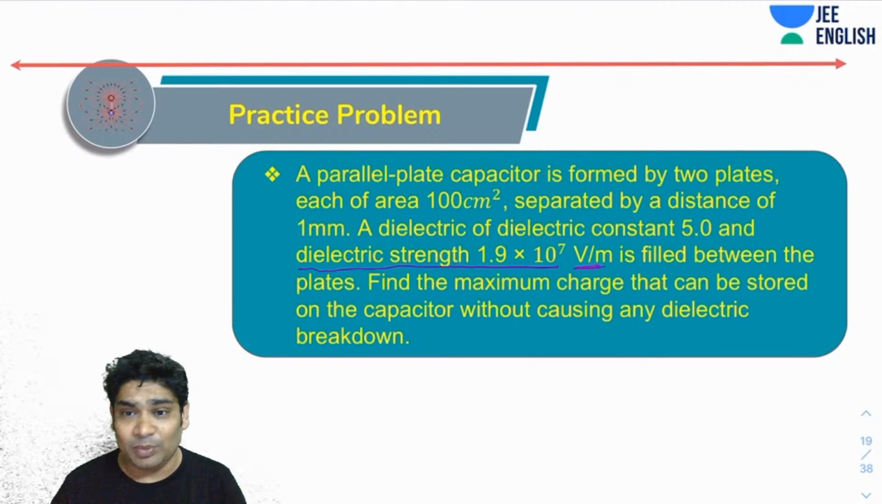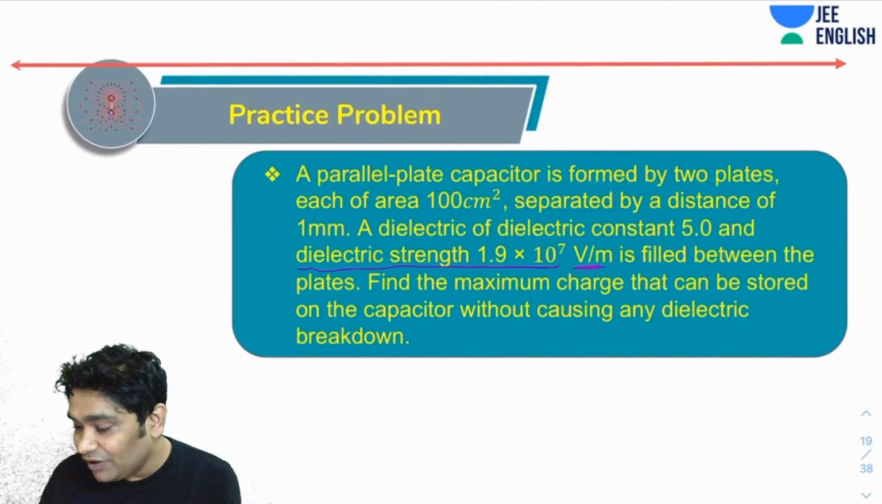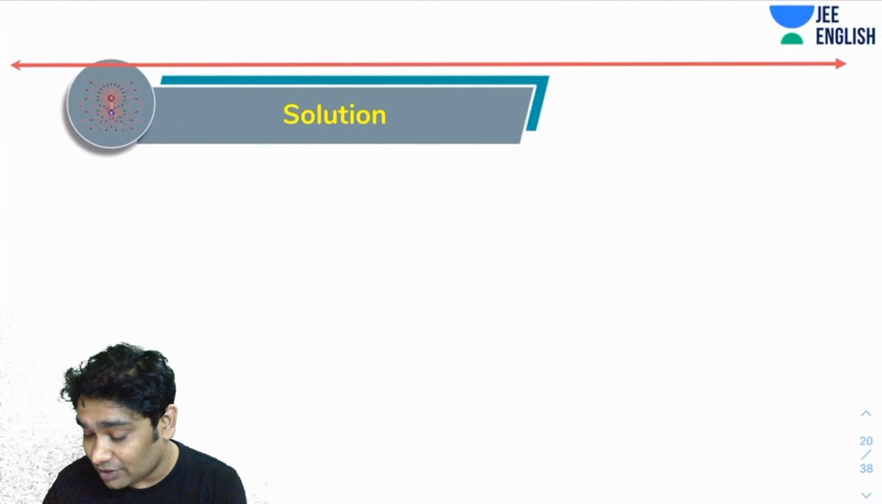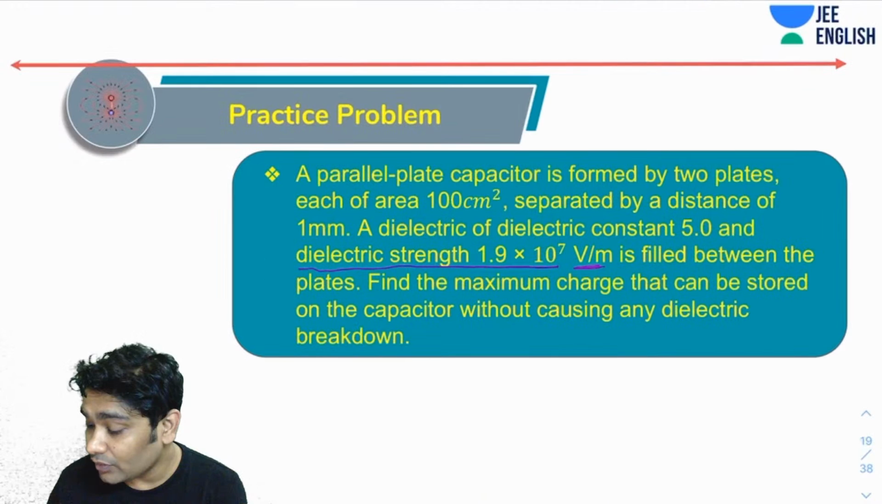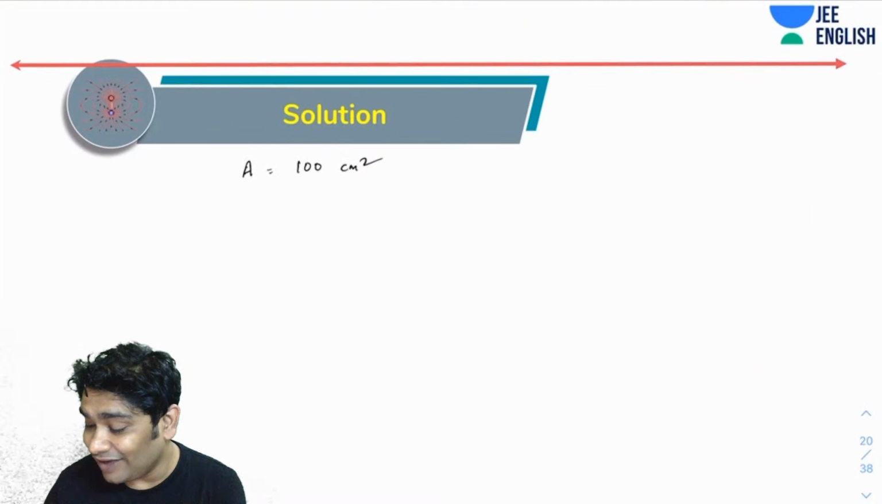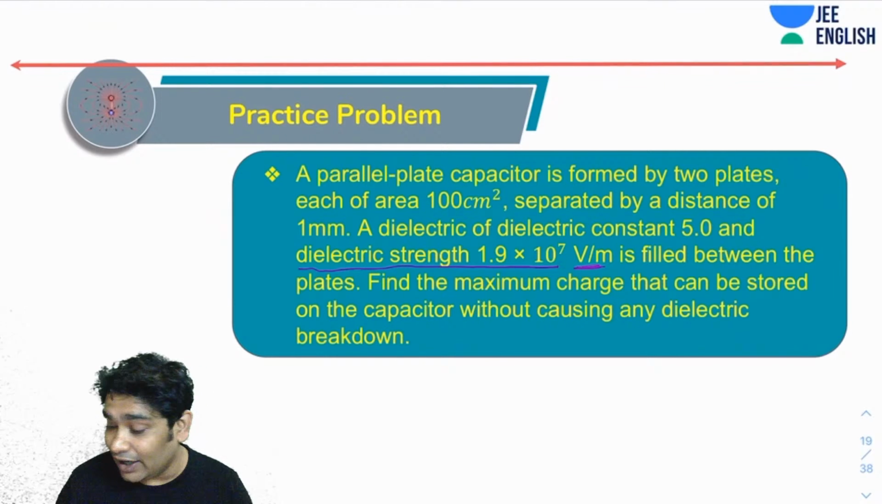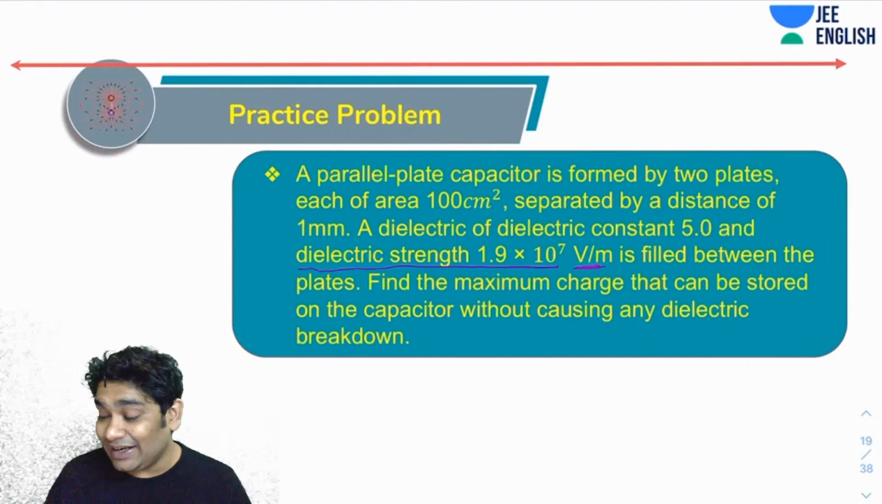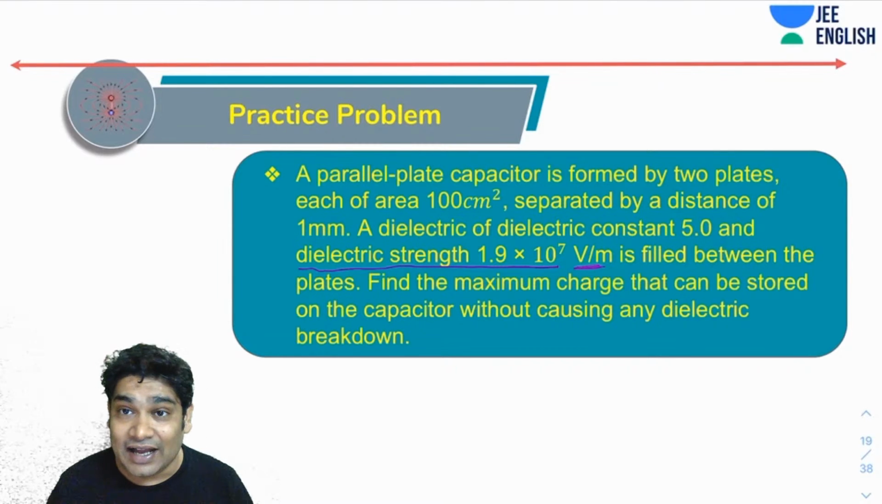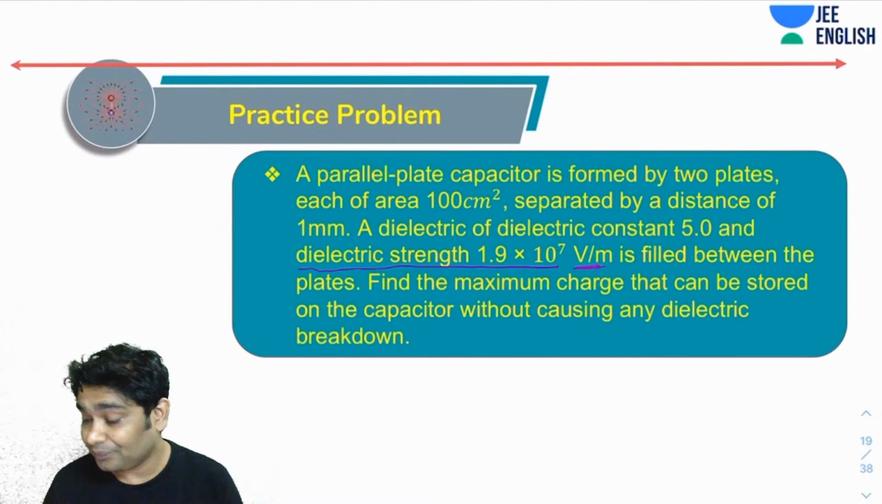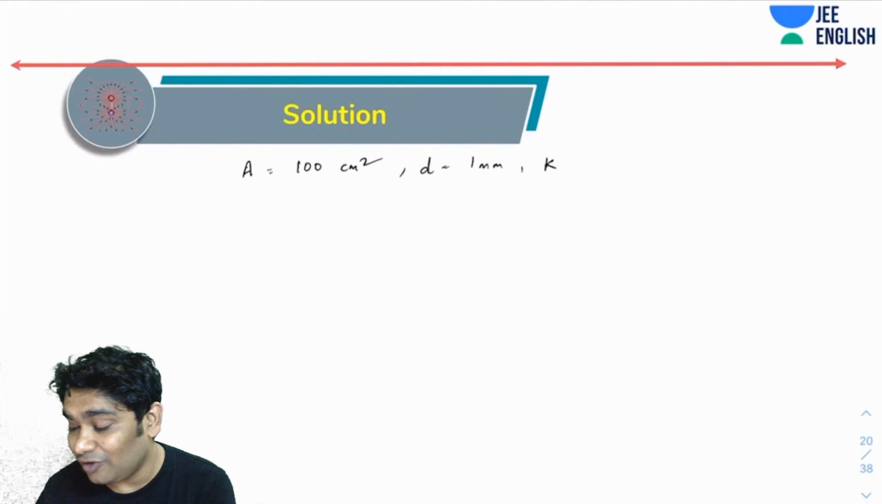Alright. So why don't I solve this problem in that case? So let's see what you were told. You were told that the capacitor is formed such that the area of the two plates is 100 centimeter square, separated by a distance of 1 mm. So d, small d for the capacitor, is 1 mm. So let's always write the key information. Now you've been told that it has a dielectric inserted in it, which has a dielectric constant of 5. So dielectric constant K equals 5.